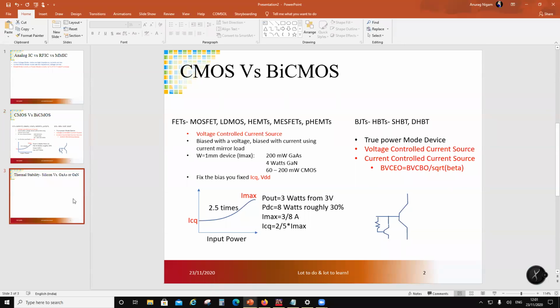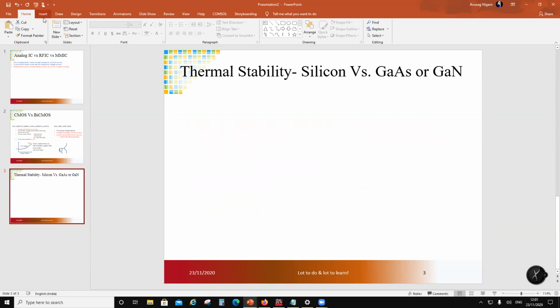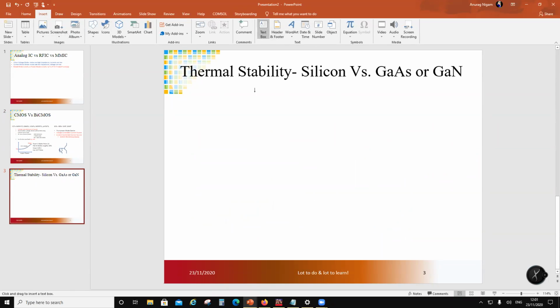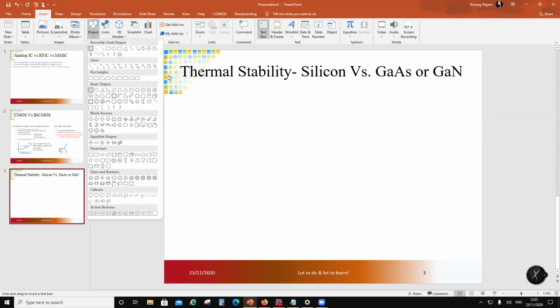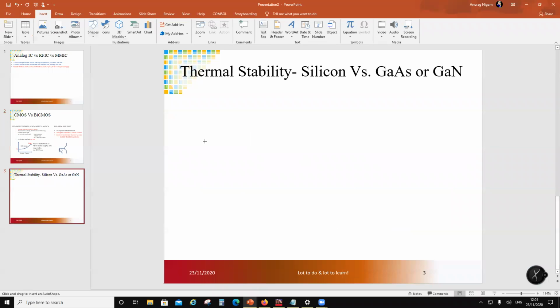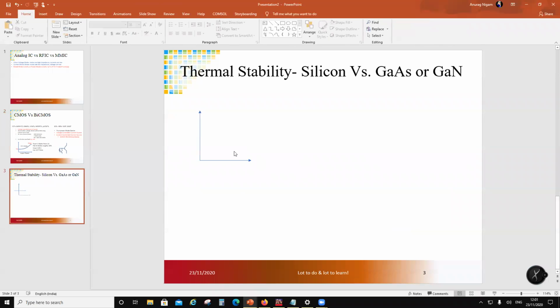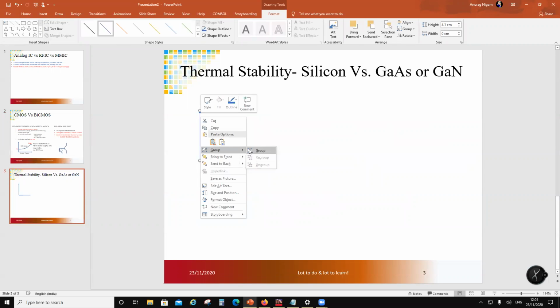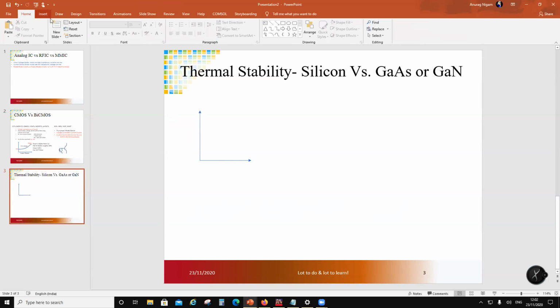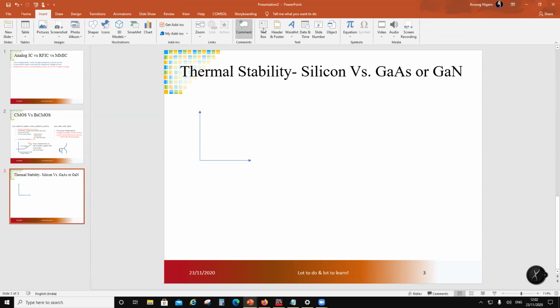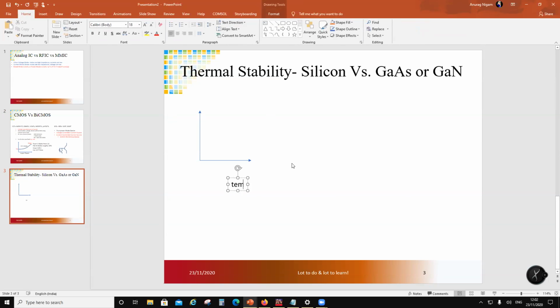Okay, the next thing is thermal stability. Now, if you pick up silicon or silicon germanium and you plot the beta of the device versus temperature, so let's put temperature on one axis.